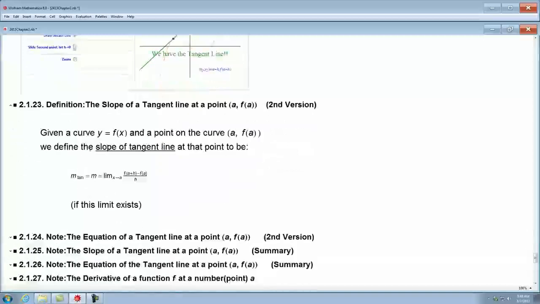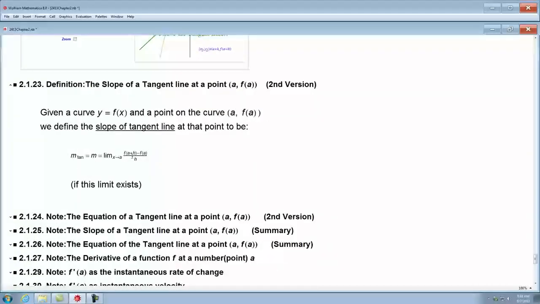So the definition here: given a curve y equals f of x, and a point on the curve, a, f of a. This is exactly the same as before. The slope of the tangent line, that's exactly the same, will be m tan, which is m, which is... this is a typo, this should say h goes to 0. The limit as h goes to 0 of f of a plus h minus f of a over h. So that's our new second version of the slope of the tangent line.